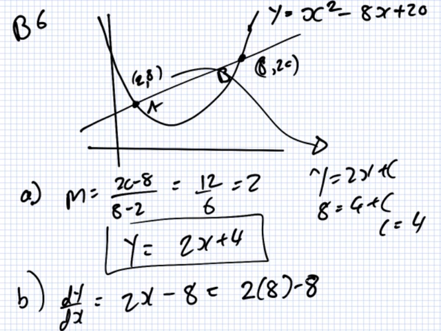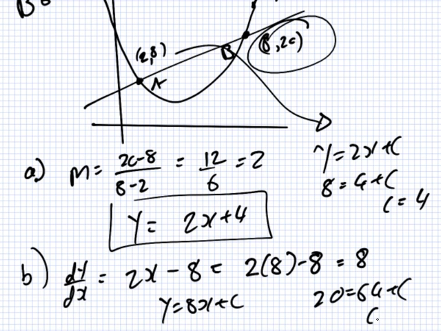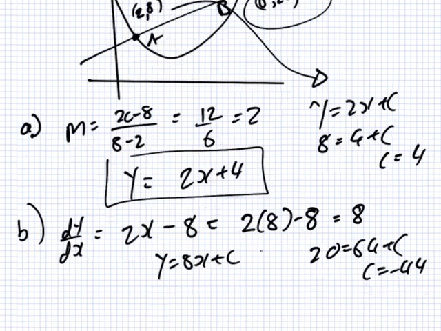Oh, derivative. Yes, now it all makes sense, huh? Yeah. Okay, that would be 8. And then we have y equals 8x plus c, and if I use this point, I get minus 44. Thank you. So now I have y equals 8x minus 44.